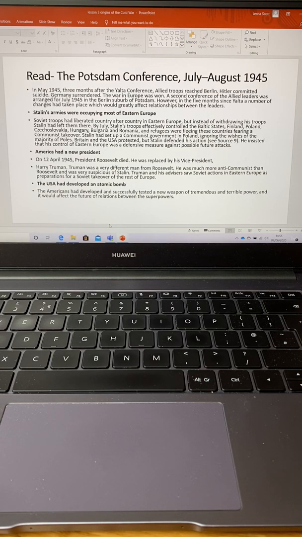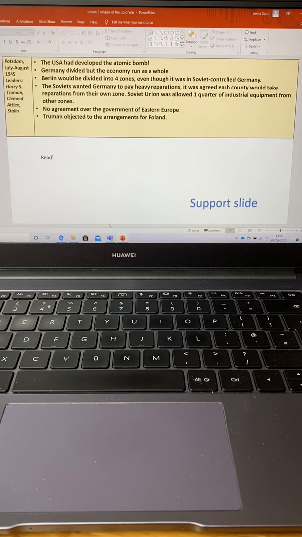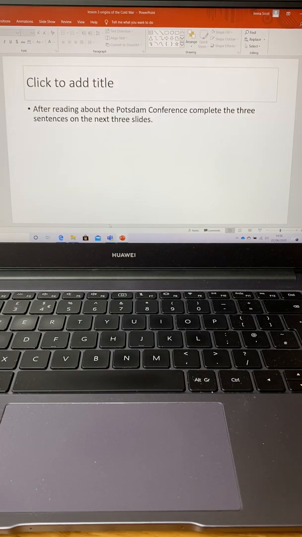Right, then a couple of months later, there was another conference, this time at Potsdam. Again, a little bit of reading there. If that's too much, move yourself on to the next one. And just do your reading, make sure you understand what the key points were that were talked about. After reading about the Potsdam conference, complete the 3 sentences on the next 3 slides.